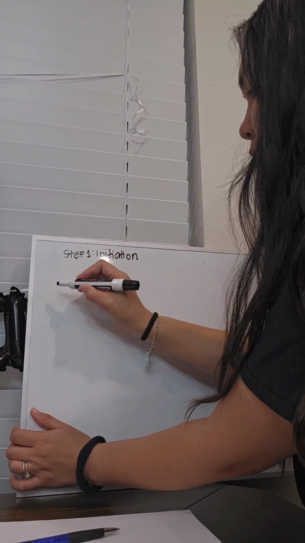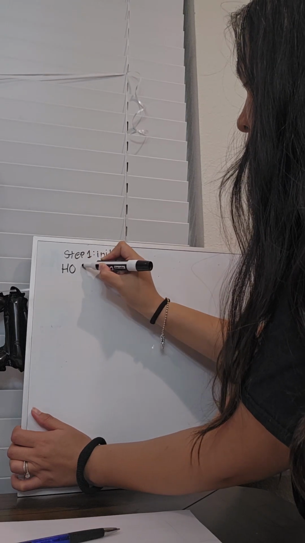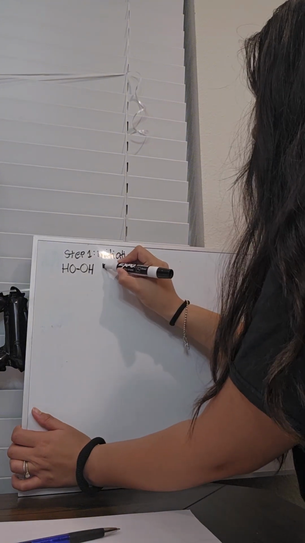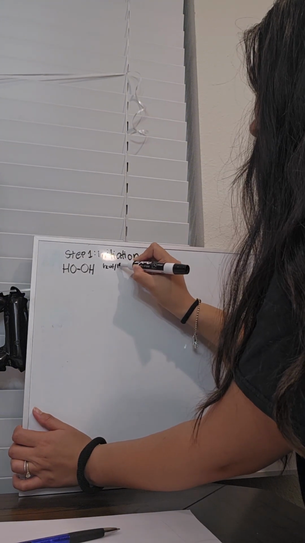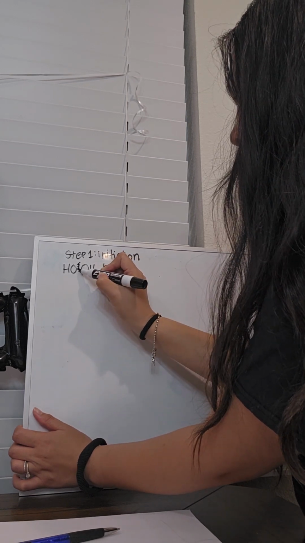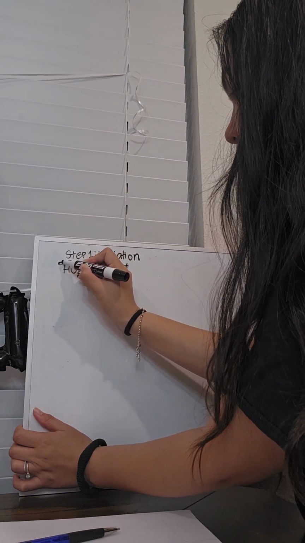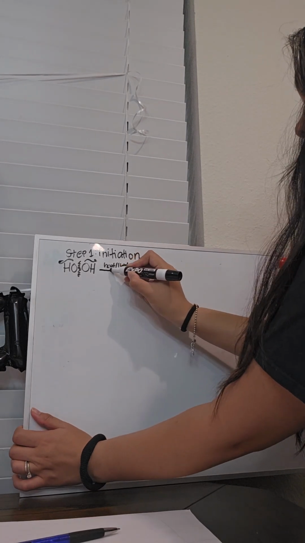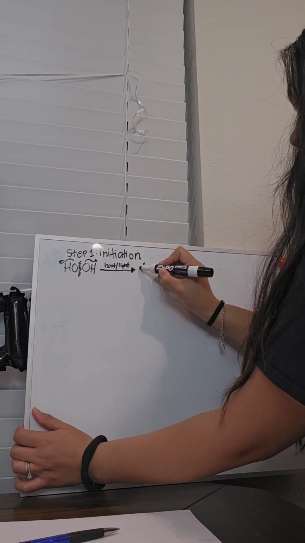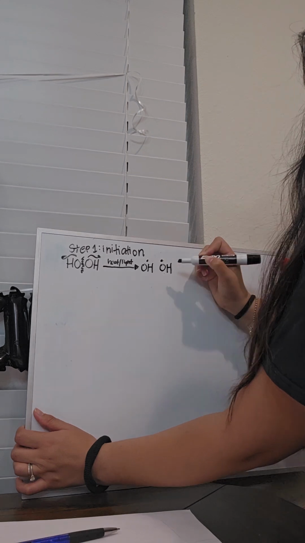The initiation process starts with the initiator, which is the hydrogen peroxide. And then with the presence of heat or light, this hydrogen peroxide decomposes, or it breaks down, which leads to the formation of these two OH free radicals.